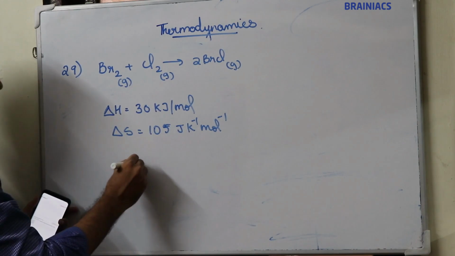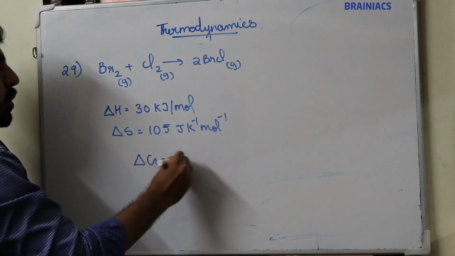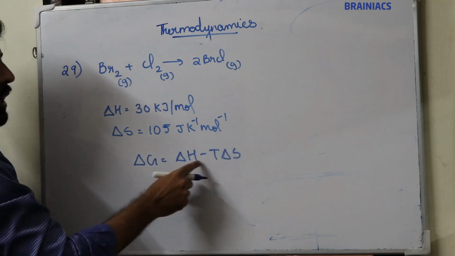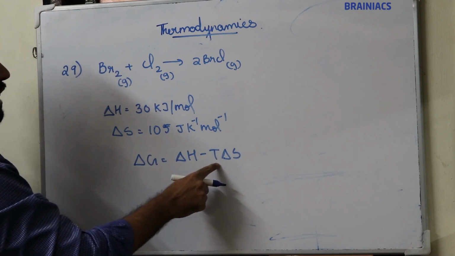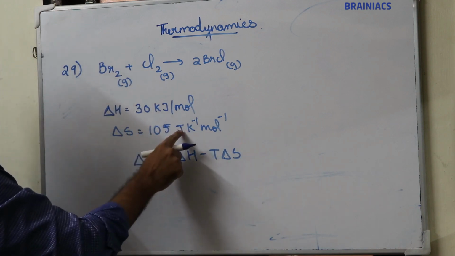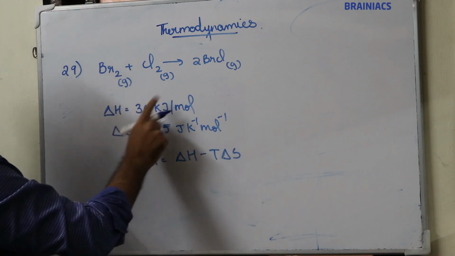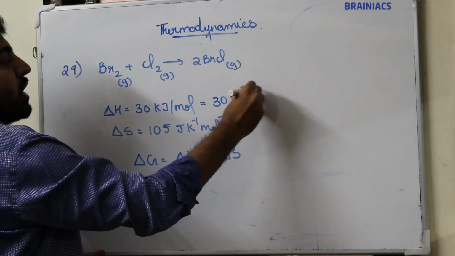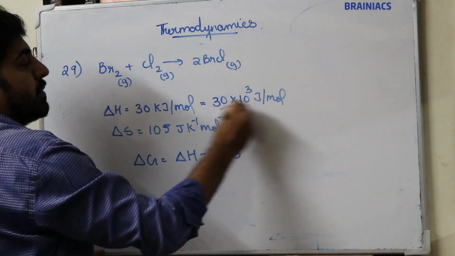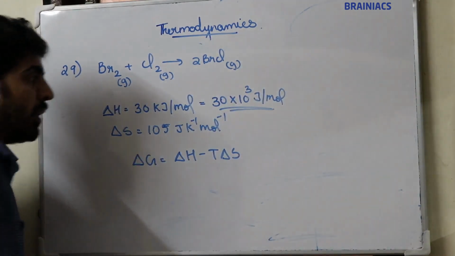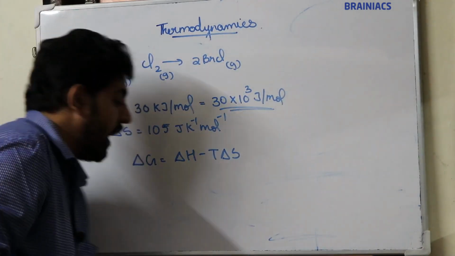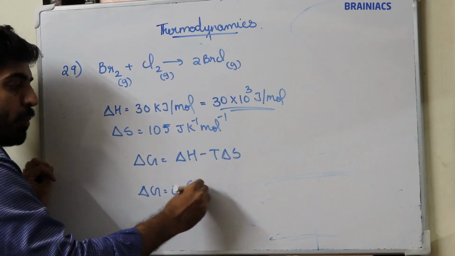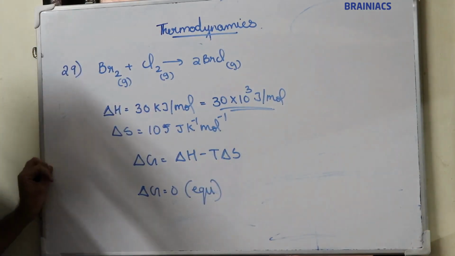So here delta G is equal to delta H minus T delta S. We have to calculate the value of T. Here delta S is expressed in joules, so convert delta H to joules. We will get 30 into 10 raised to 3 joules per mole. Now, here we have to calculate temperature, and delta G value is taken as 0, as the reaction is at equilibrium.